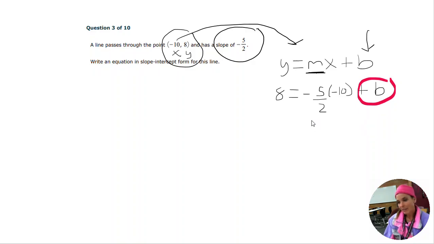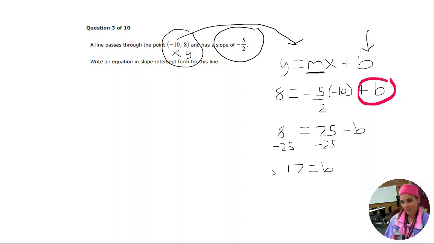So -5/2 times -10 is 50/2, which is 25. So 25 plus b is equal to 8. And then we want to minus 25 from both sides. And then 8 minus 25 is -17. Okay? So now we have a slope, right?